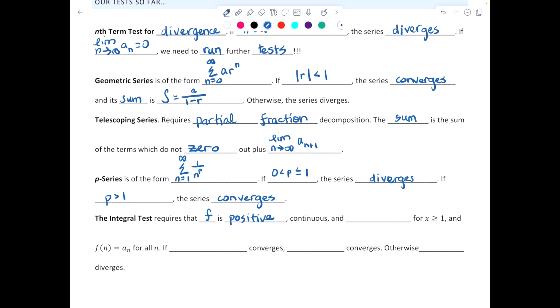continuous, and decreasing, for x greater than or equal to 1, and f at n equals a sub n for all n. If the integral from 1 to infinity of f at x dx converges, then the summation from n equals 1 to infinity, it could start later, that's fine too, of a sub n converges. Otherwise, your summation from n equals 1 to infinity of a sub n diverges. Cool? So a little summary there.